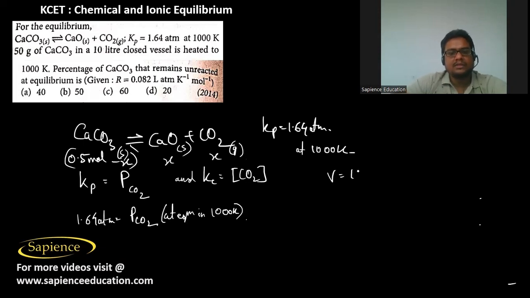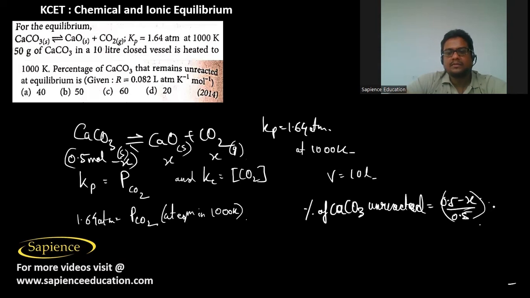Now the volume is 10 liters. Therefore, the percentage of CaCO3 that remains unreacted at equilibrium will be equal to 0.5 minus X by 0.5 into 100. So that we have to find out. So it means we have to find out X, means how many moles of CO2 has been formed. Now from the pressure of CO2, we can find out the concentration of CO2.